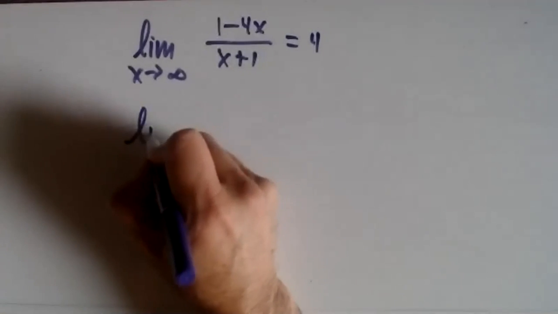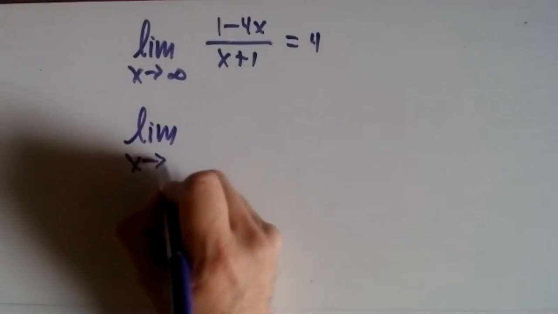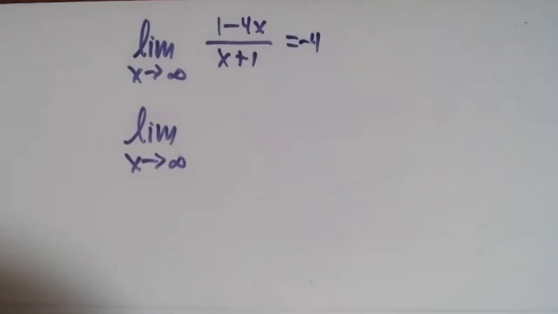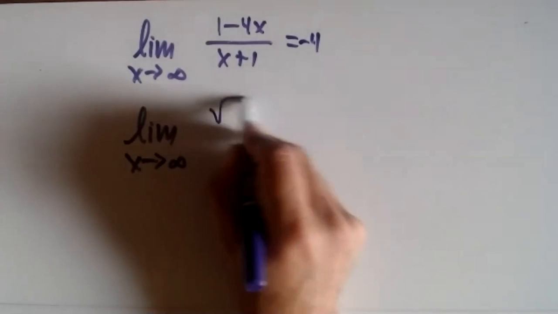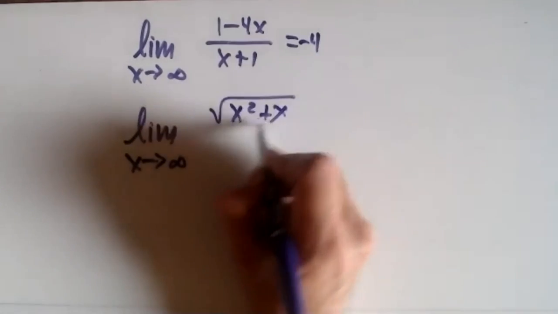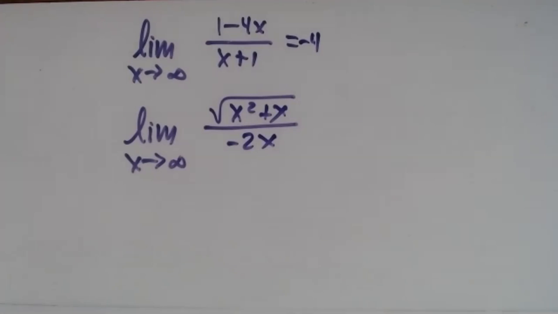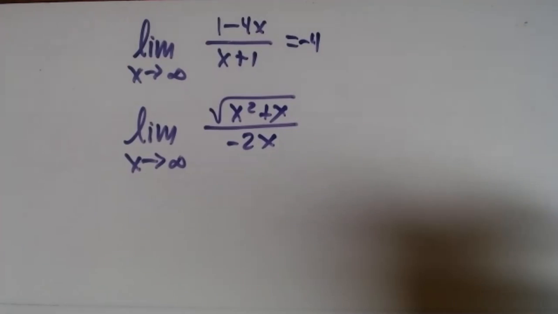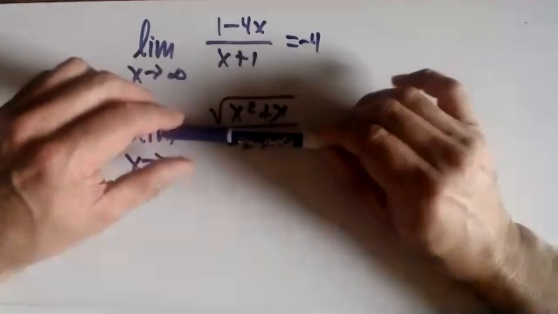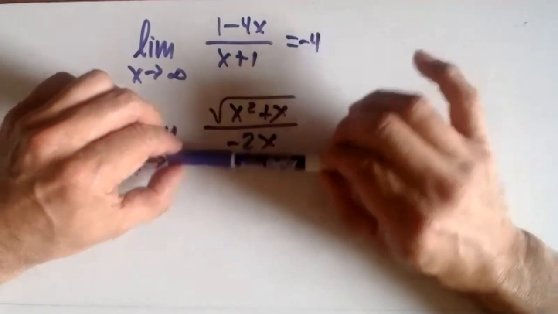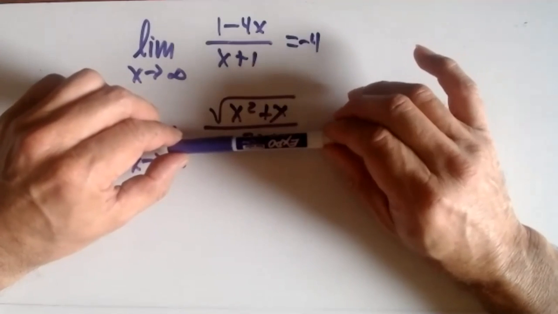Les voy a poner otro, mira. Limit at infinity. +4 or -4? -4. Square root of x squared plus x over -2x. A ver ese, muchachos. Acuérdense, separen la clase. Who's the big guy here? It's 1 over -2. A ver, fíjate bien. Bueno, sí, 1 over -2.